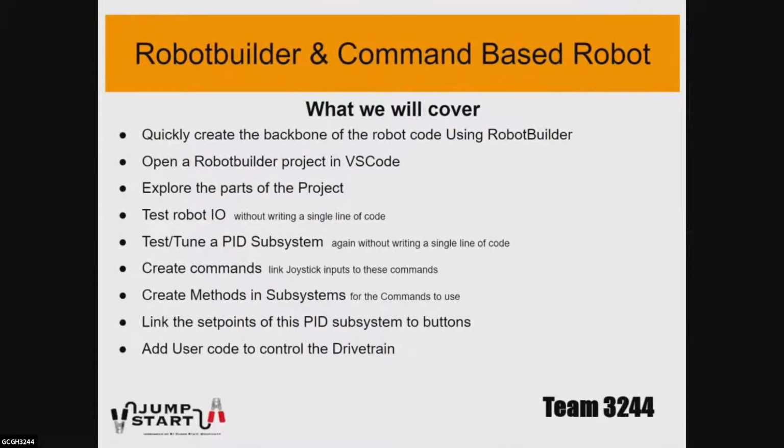So moving on, we only have a few slides here and we'll go right into the live demo. We'll quickly create the backbone of our robot code using the Robot Builder. We'll open up the code generated in VS Code, explore the different parts of the project, test the robot's I/O, and tune and test a PID system, all before we even write a single line of code. Then we'll create some commands, link them to our joysticks, and create some methods in the subsystems that Robot Builder can't do for us. And we'll add some user code to control the drivetrain as well.